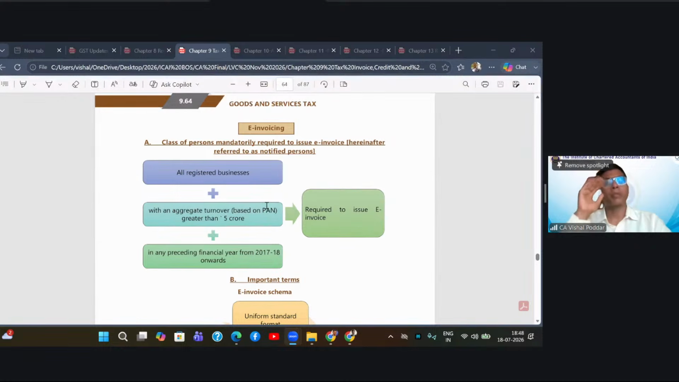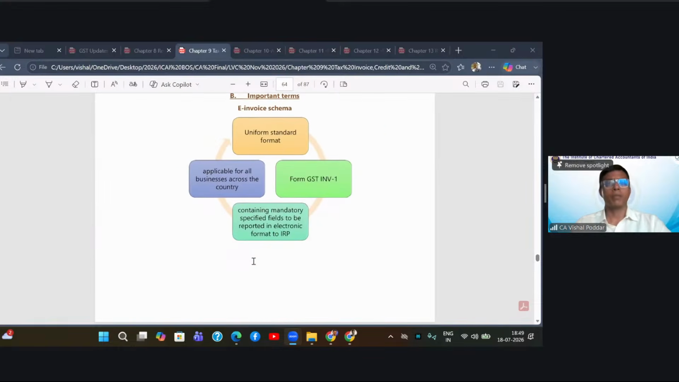So invoice will be prepared as per your accounting system. Only the details will have to be uploaded on the portal and get registered on the portal. Now, to whom this e-invoicing is applicable? It is applicable to all those registered person whose aggregate turnover, and again aggregate turnover means PAN base, not of one state, has exceeded rupees 5 crore in any financial year from the first year, which is 17-18 till date.